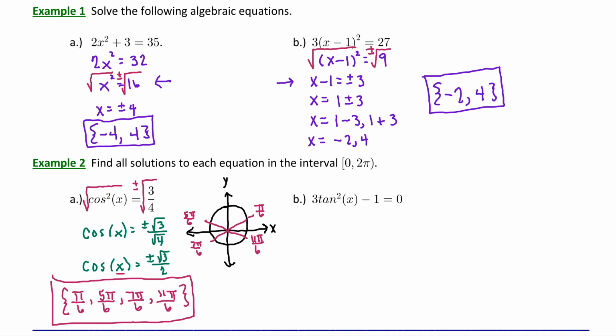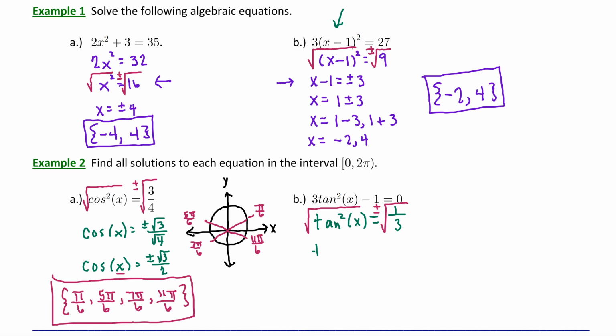Now, before we can apply the square root to both sides, the squared part has to be isolated. Remember on example A up here, the first thing we did was isolate the quadratic factor. We're going to do the same thing here. So let's add 1 to both sides, and then let's divide both sides by 3. This isolates the quadratic term. Now, we can apply the square root to both sides, remembering that we're going to get one positive and one negative root on the right side.